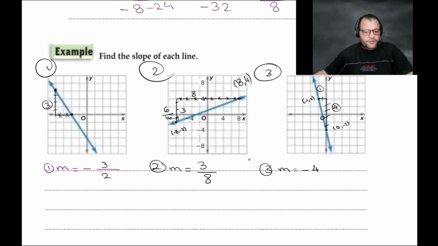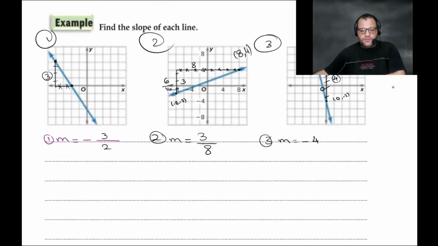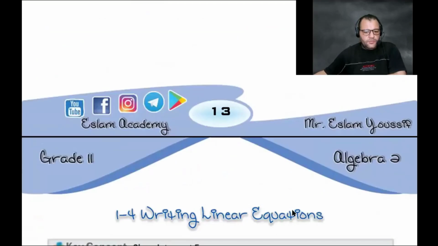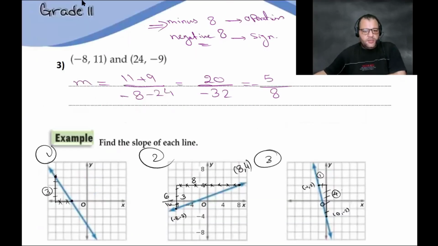Is that clear? Any problem for this one? No. Okay. That's the lesson. There is nothing more for this lesson. Just wait, we can open the worksheet.